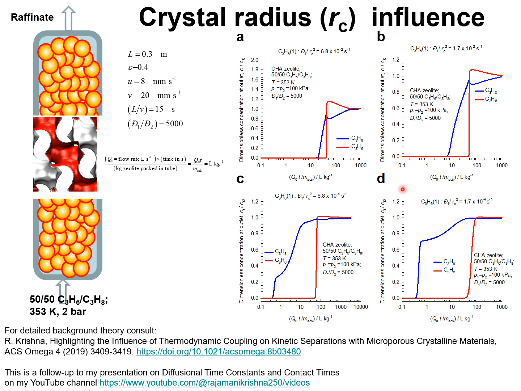Instead of focusing on the particle size, I vary the diffusional time constant for propene, which is the Maxwell-Stefan diffusivity for propene, divided by the square of the crystallite radius. And in the first scenario, A, we have D1 divided by RC squared of 6.8 times 10 minus 2 per second.